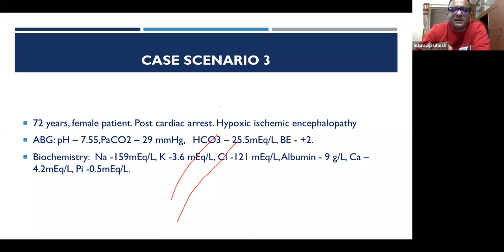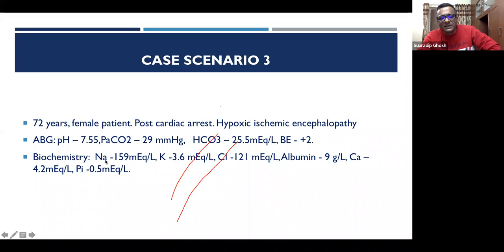Base excess is also plus 2. But it is very unusual for a patient of hypoxic brain damage not to have some metabolic component. It is just not possible. So look at the biochemistry. Sodium is 159. So according to Stewart, sodium 159 means sodium is high, the strong ion difference is wide. So the patient must have this metabolic alkalosis. But can you imagine a patient with only hypoxic ischemic encephalopathy without involvement of other organs? It's not possible. So it is unusual that a patient can have only respiratory alkalosis.